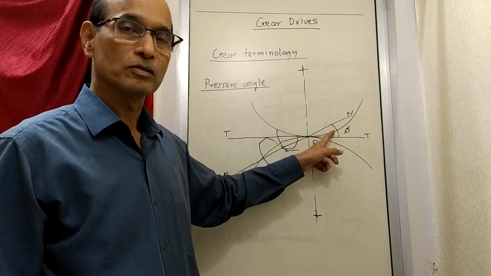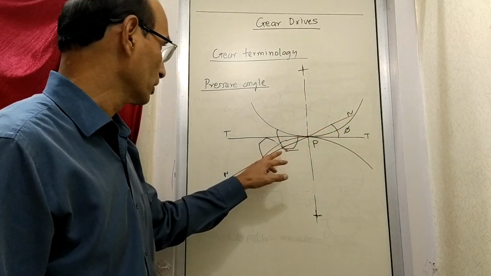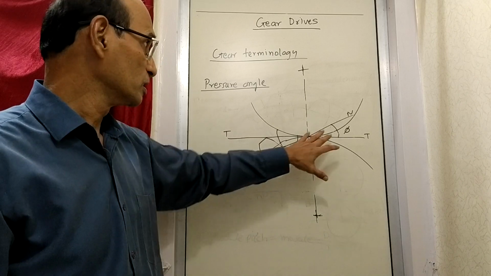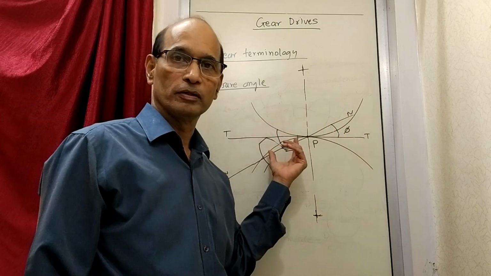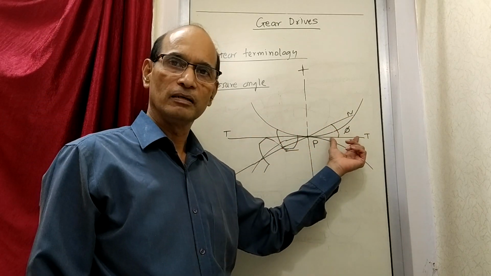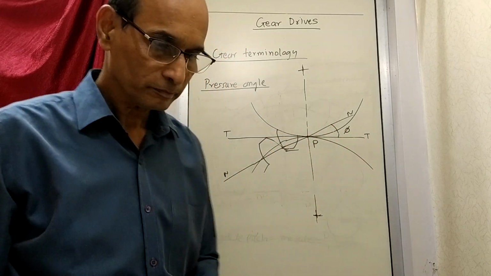So this particular angle is called the pressure angle between the tangent to the pitch circles and the normal drawn at the point of contact of two gear teeth. Okay. Now this pressure angle becomes very important term because it decides how much pressure is coming on the teeth, how much load is going to come on the teeth, etc. So this term is slightly more important in this particular analysis.